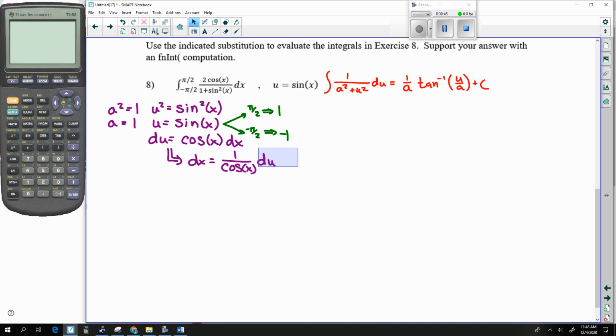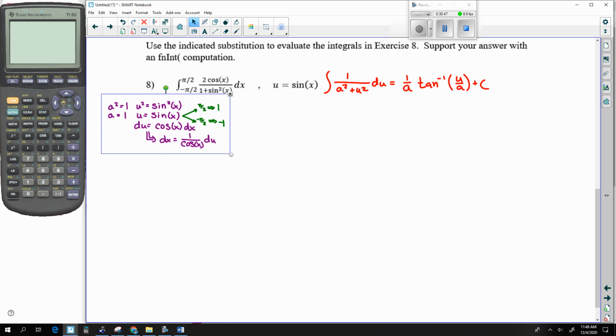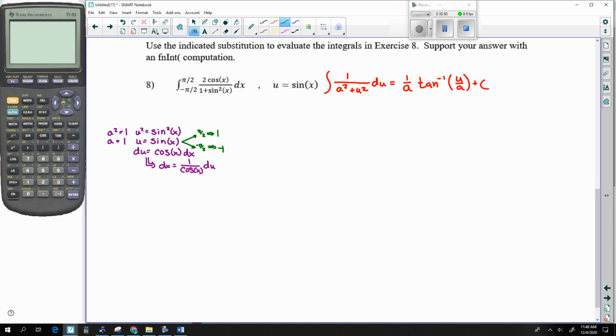Okay, so I can substitute for pretty much everything in this equation except for this numerator right here, but hopefully it's going to drop or simplify in some version. Okay, so here we go. This is going to be the integral. Negative pi over 2 turns into negative 1. Pi over 2 turns into 1. I don't know about that numerator just yet, so that will stay what it is.